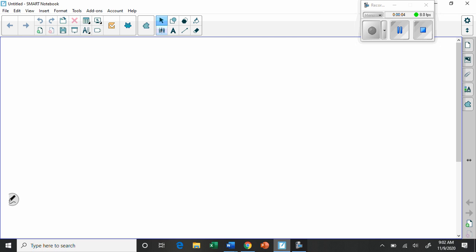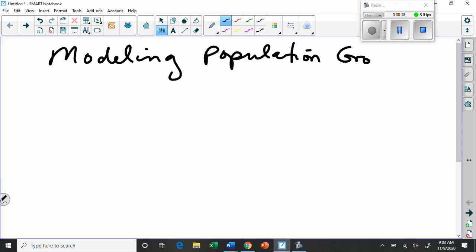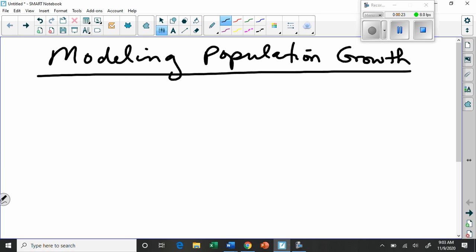We'll call this modeling population growth, I guess. Modeling population growth or changes in the population. And of course, we're going to try to use a little bit of mathematics. But the mathematics of this is really very straightforward.